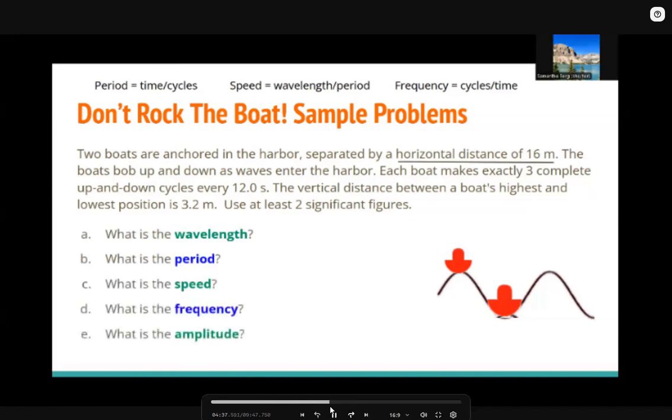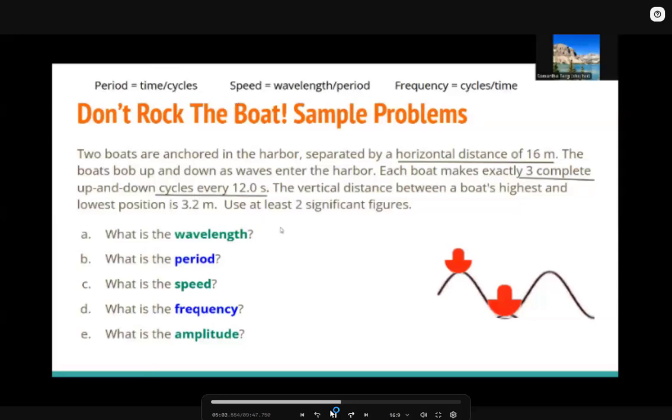Now, one thing you want to do when we HELD up is underline the important terms. Here you can see I underlined horizontal distance of 16 meters. I know I'm going to need that piece of information. And while I'm at it, I'm going to underline all the other words and numbers that are going to be important. The next thing I'm going to underline is this 3 complete, because it's talking about 3 complete up and down cycles. I know I'm going to need cycles. I'll need them for my equations.